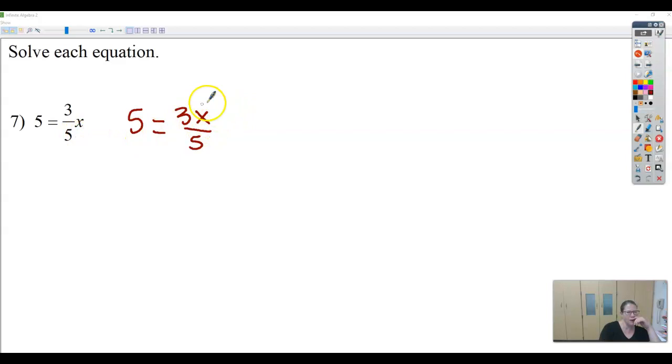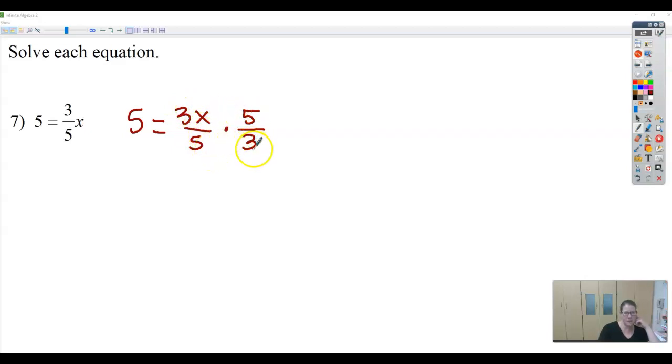So there are two operations happening to x right now. That's all a fraction really is: x is being multiplied by 3, and it's also being divided by 5. Because it's being both multiplied by 3 and divided by 5, we need to undo both of those. We can do them one at a time, and the order doesn't matter. We can times both sides by 5 and then divide both sides by 3 to get rid of those. Or we can do them at the same time. We can take our little fraction 3/5 and flip it upside down.